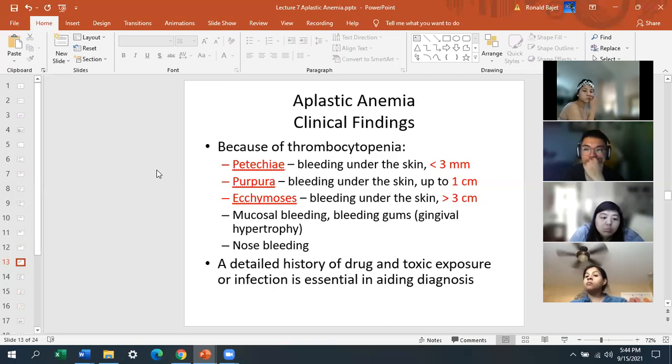Petechia, purpura, and ecchymosis. Also, with low platelet count, you can have mucosal bleeding or bleeding gums, also known as gingival hypertrophy. Okay, that's mucosal bleeding. And then you can have nose bleeding as well. So you have a lot of bleeding problems and bruising with low platelet count. That's why a detailed history of blood and toxic exposure or infection is really important to help diagnose aplastic anemia.